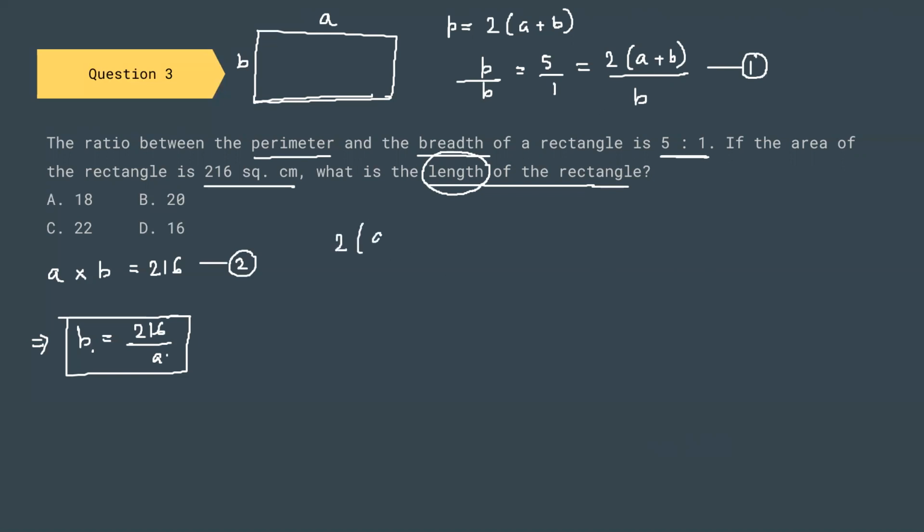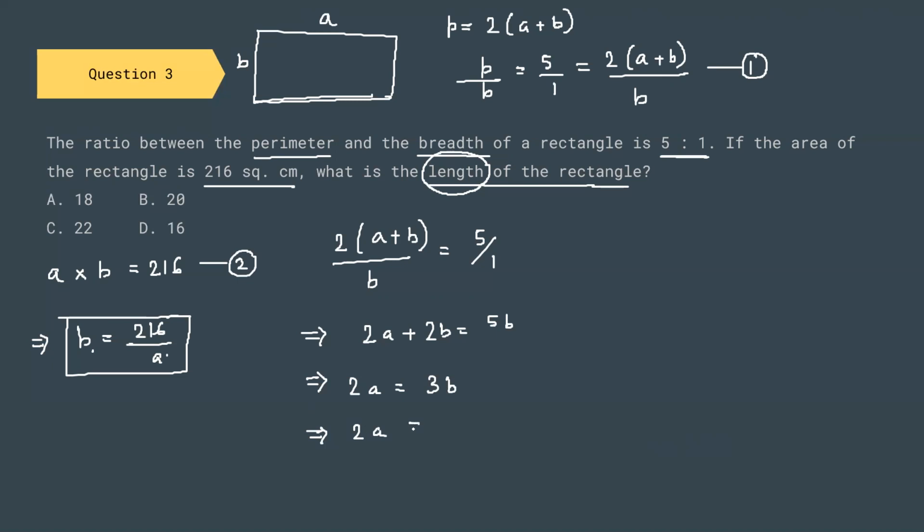What we have is 2 into A plus B by B equal to 5 by 1. So we will do cross multiplication. So we will have 2A plus 2B equal to 5B. And then further simplification gives us 2A equal to 3B. Now what do we know? We know that B can be written as 216 by A, so 2 into A equal to 3 into 216 divided by A.